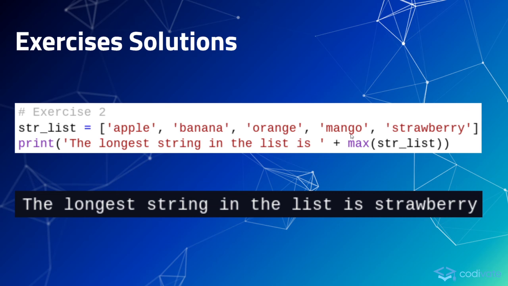One thing you will notice is that we're using the plus sign and we don't cast this as a string. You may be wondering, why is that? Wouldn't it cause a type error? The reason it doesn't is because strawberry is a string. We can concatenate a string to a string using the plus sign. But if we had a list of, let's say, numbers, and we wanted to say the largest number in the list is, then we would have to use string casting around our max.